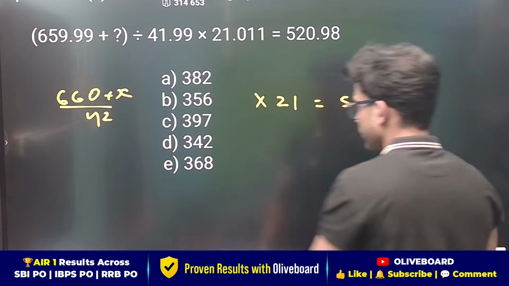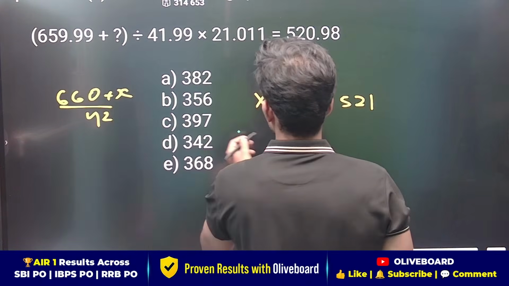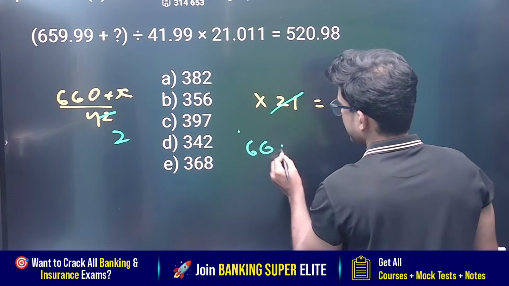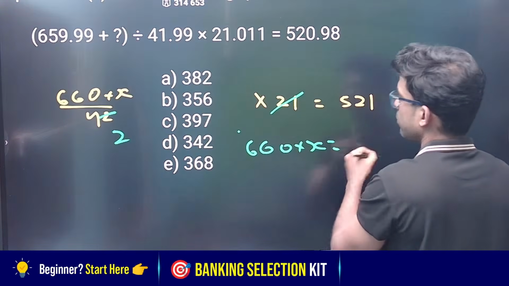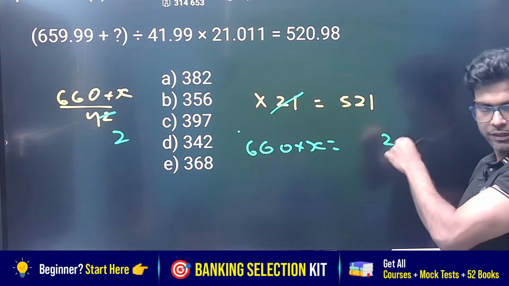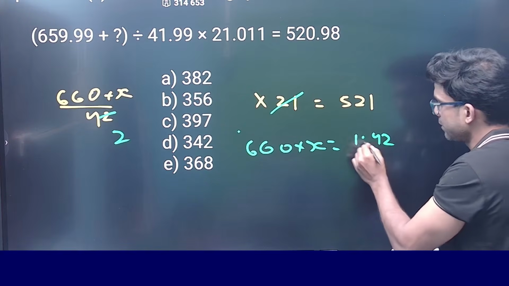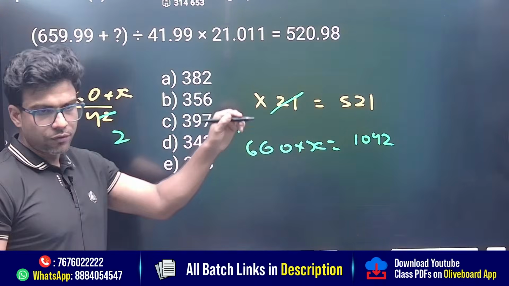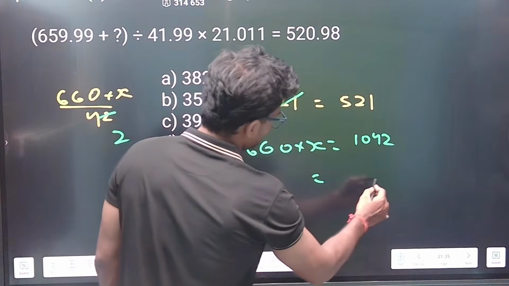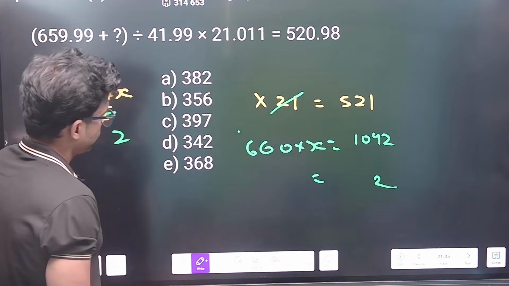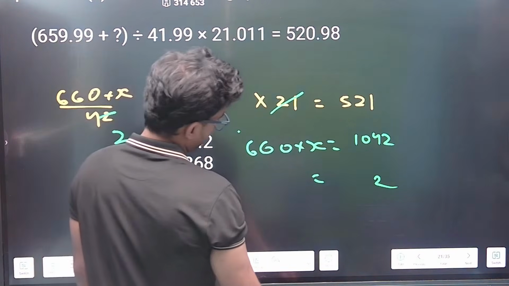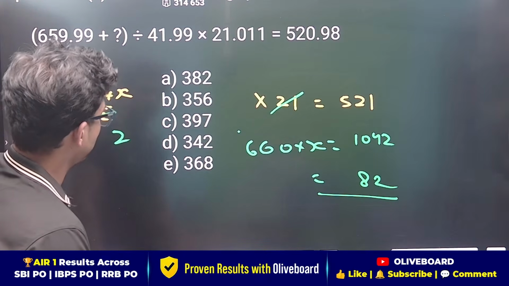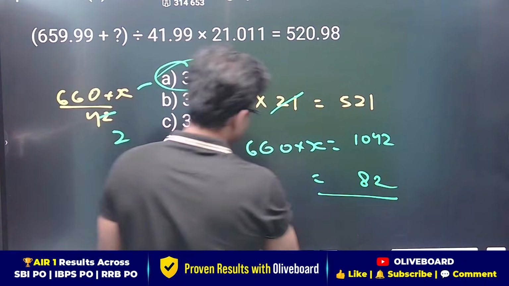You can do one thing, you know what? This is 21 2s are. So 660 plus x is equal to 2s are 2. Here would be 2, 4, 1, 0. Just need to solve. 1042 minus 660, you will get last as 2. And then you will get 8, unit place with 82. Option number A is the correct answer.